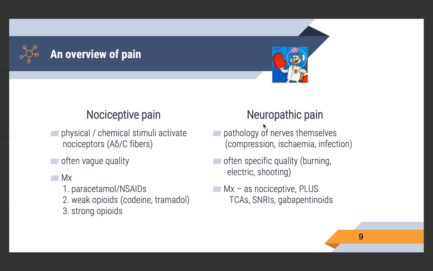Then you might consider going to weak opioids. And if you want to know which opioids are weak or strong, I would remember codeine and tramadol, the two weak ones. Everything else is pretty much a strong opioid.